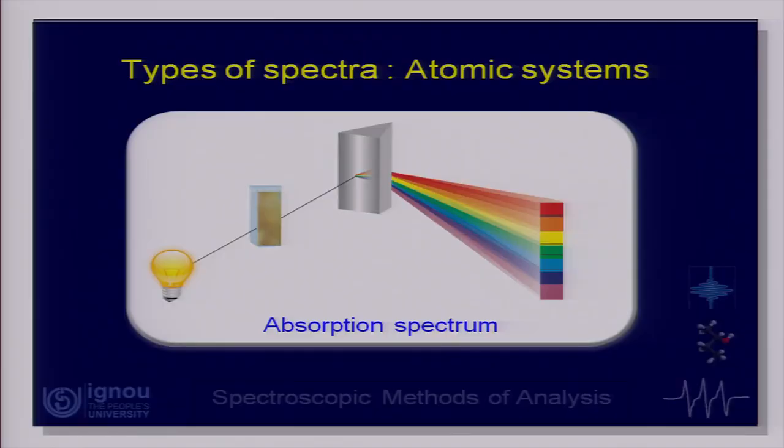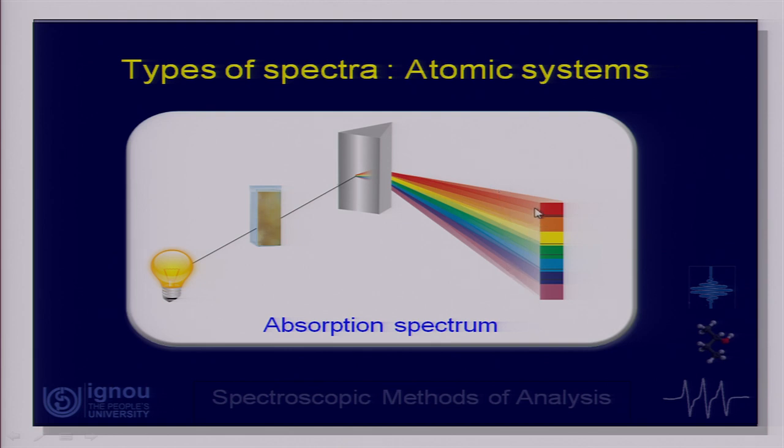Okay. Now, let us move further and see what happens when I take such a source of radiation and make the radiation pass through some medium which is an absorbing medium. I am talking about atomic systems to begin with. Now, suppose I have an atomic system which can absorb radiation. Then this is my incident radiation which is falling on the system. Something comes out of it, that is the transmitted radiation. I take this transmitted radiation, pass it through the prism again and see what I get here.